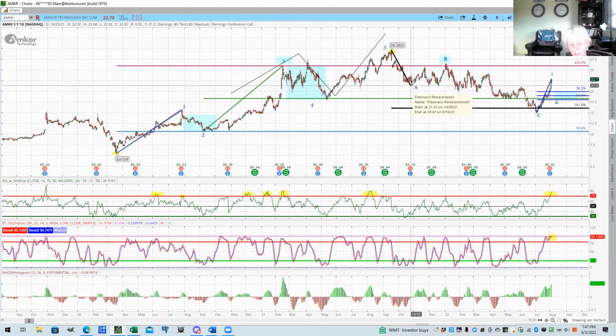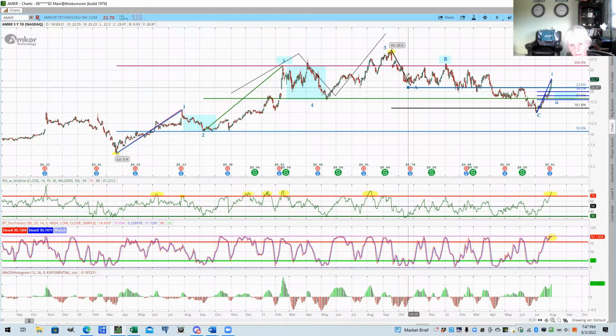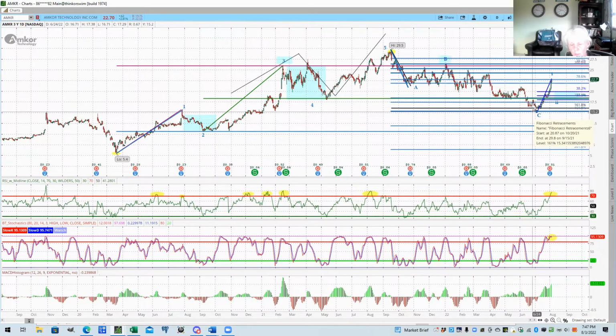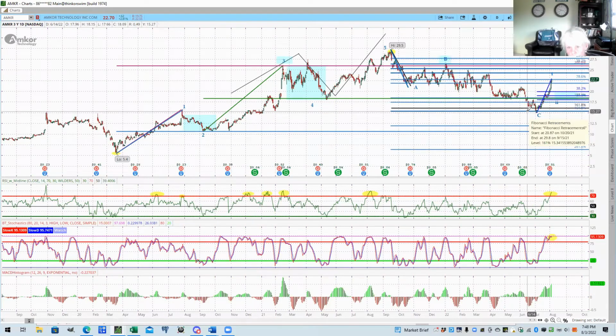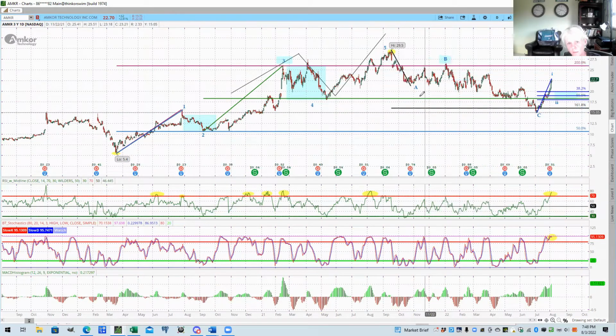And when A is done, this is where you can take your fib right here and click on the bottom of A to the top of 5. And this gives you a really good idea of where this thing is likely to end. And it's right here at this point. Generally C ends around 161% of wave A. So that's the best way to determine when the thing is done.